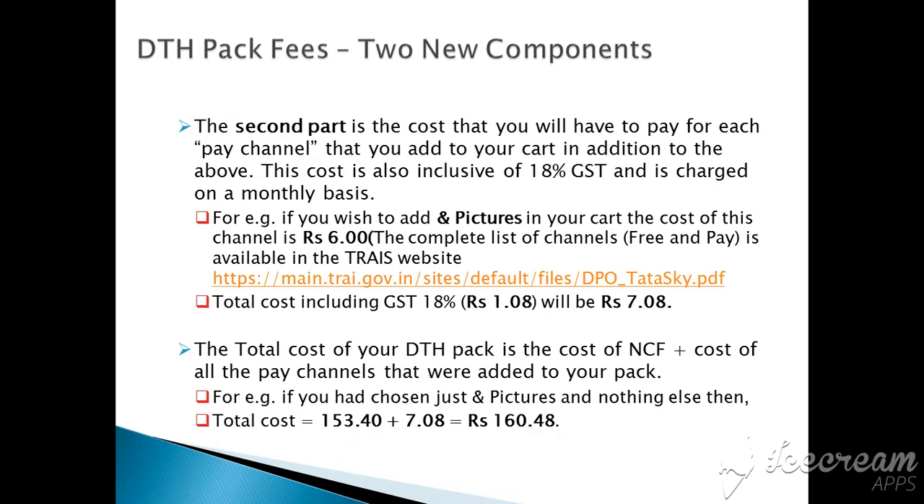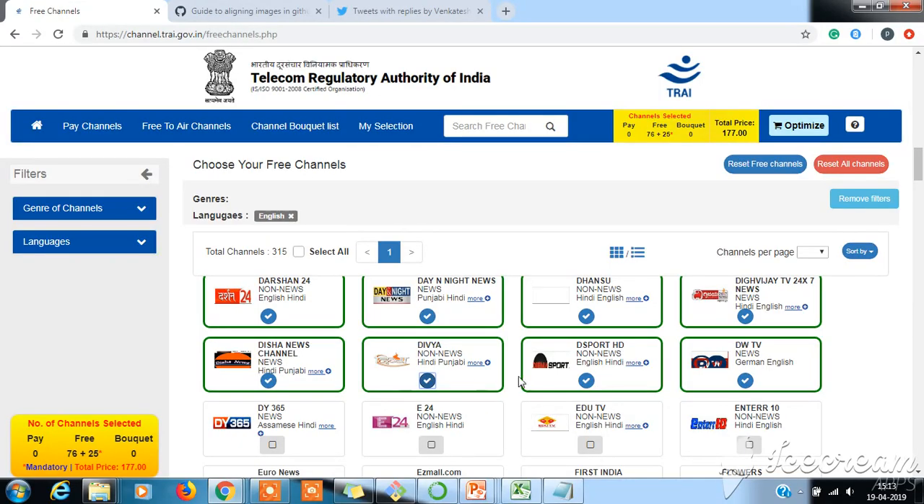So now the total cost of the pack will be the NCF cost plus the pay channels whatever you added. So in the above case, if you just added &pictures, then your total cost will be 153.40 plus 7 rupees 8 paisa, which is 160.48, and I'll try to show the same in the channel selector application. So I'll remove one channel and I'll add one pay channel. Click on pay channels. Yes.